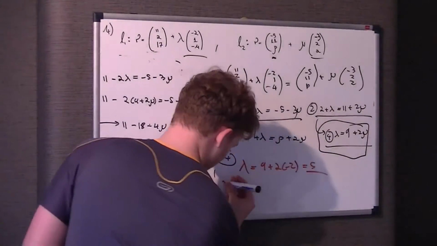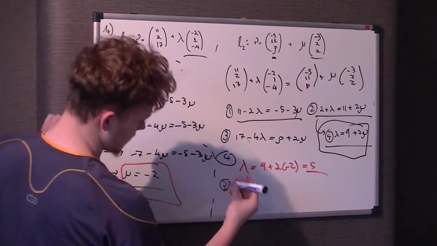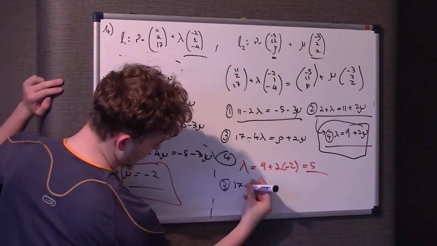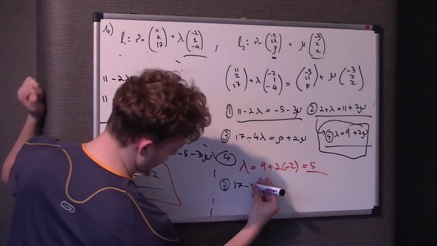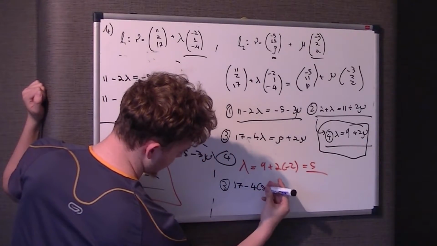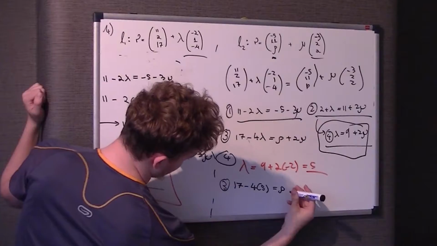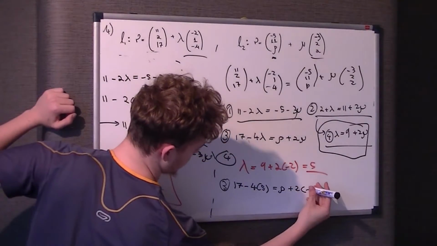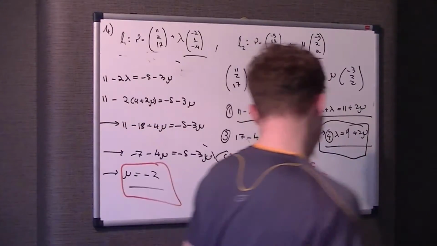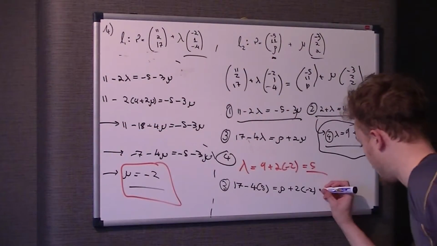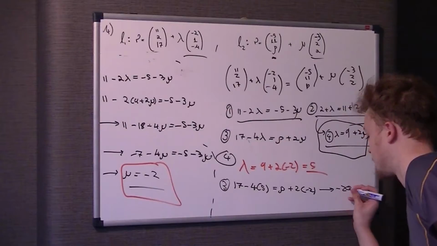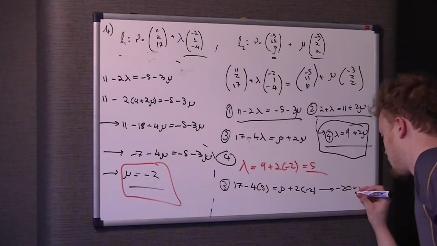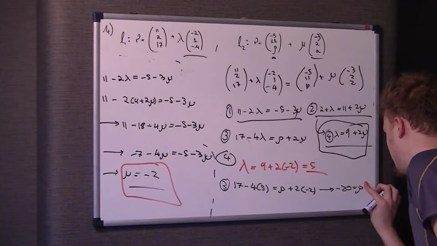So now we've got a value for mu and a value for lambda, we can put it into equation 3, which says 17 take 4 lambda, and we know lambda is 5, so 17 take 4 lots of 5 is equal to p, which we don't know, plus 2 lots of mu, which is minus 2. Okay, so simplifying this down, we get minus 20 on the left hand side is equal to p take 4.